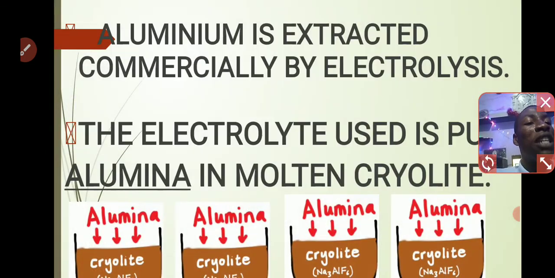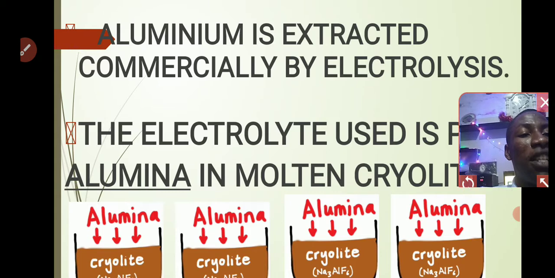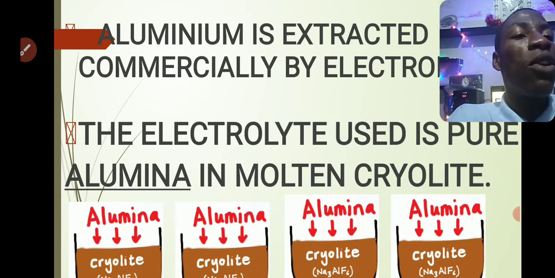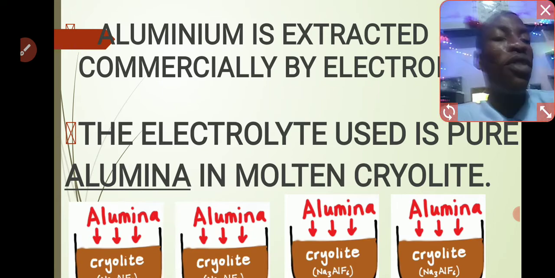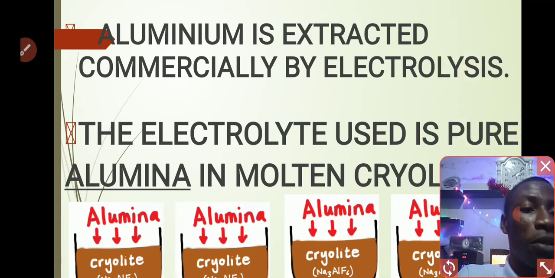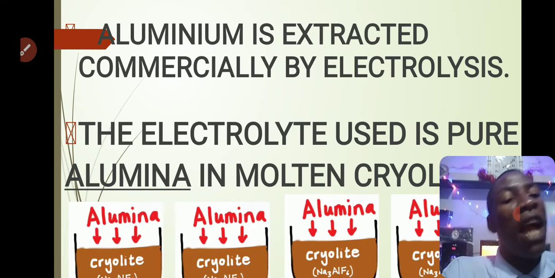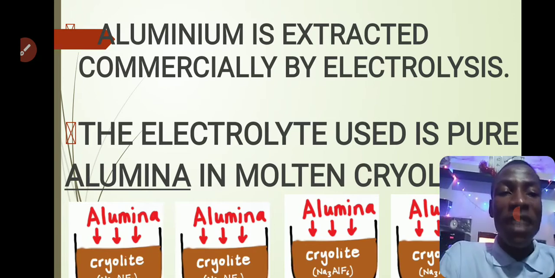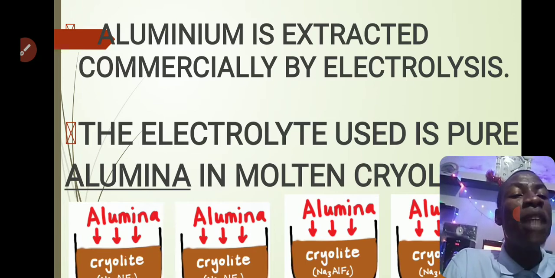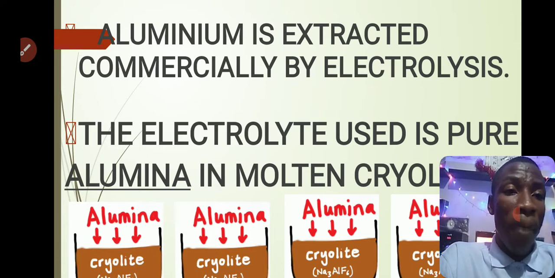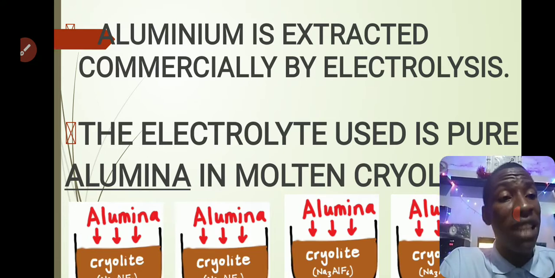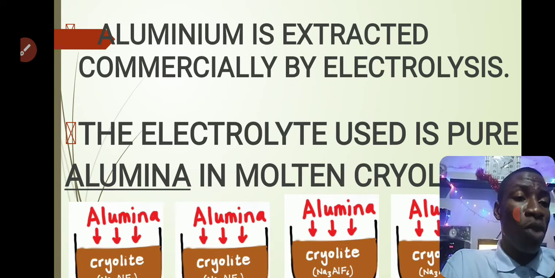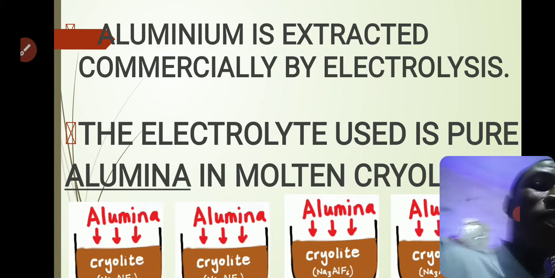Now, when you want to extract aluminium by electrolysis, why do we do that? Why do we need to extract aluminium by electrolysis? Why not by chemical reduction? Why not by using carbon? The reason we extract aluminium by electrolysis is because aluminium is a highly reactive metal. You extract reactive metals by electrolysis because they are more reactive than carbon, so you cannot reduce them with carbon. So you are only left with electrolytic reduction.